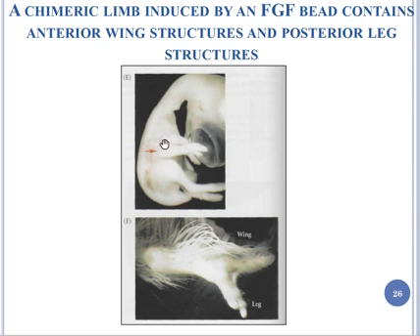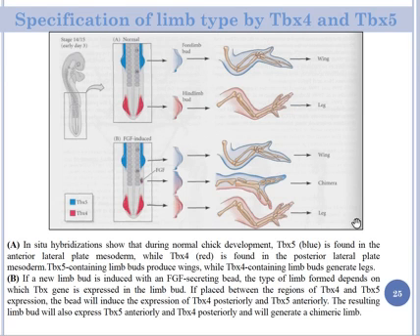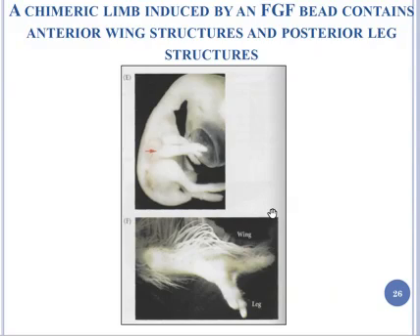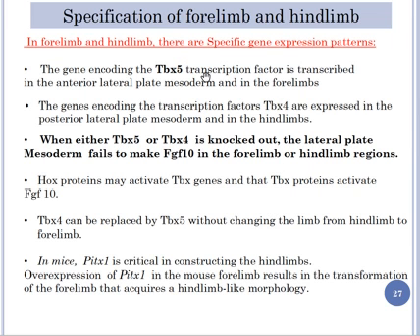And here I'm showing you a chicken embryo, and these are the chimera limbs induced by the insertion of the FGF beads, so that we can have an anterior wing and a posterior leg, since we have TBX5 anteriorly and TBX4 posteriorly.